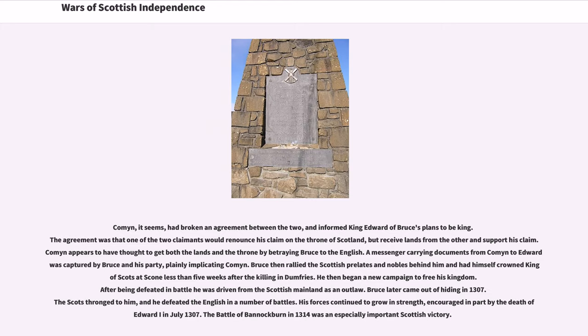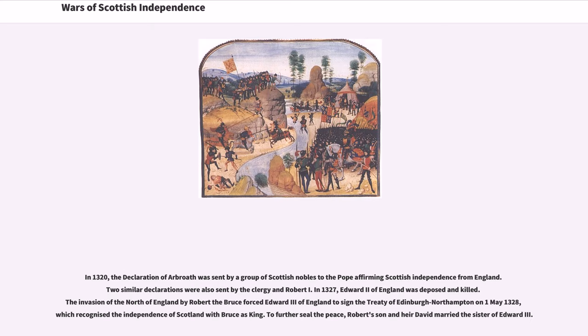His forces continued to grow in strength, encouraged in part by the death of Edward I in July 1307. The Battle of Bannockburn in 1314 was an especially important Scottish victory. In 1320, the Declaration of Arbroath was sent by a group of Scottish nobles to the Pope affirming Scottish independence from England. Two similar declarations were also sent by the clergy and Robert I.